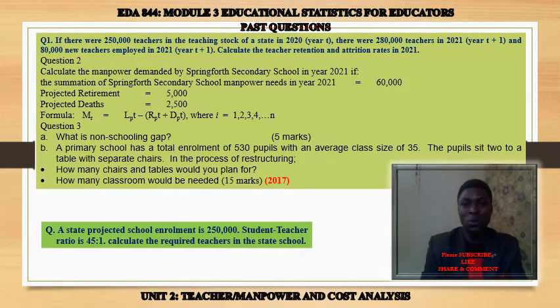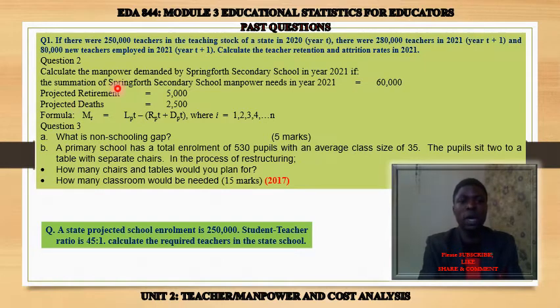We are going to talk about the second unit, which is Teachers' Stock, Manpower and Cost Analysis, ADA 844, Module 3, Educational Statistics for Educators. And we have questions here picked from the previous examination.